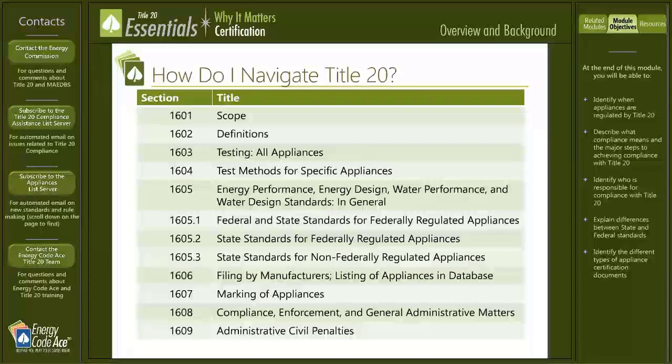So how do you navigate Title 20? There are a number of sections in Title 20, and I'm going to break those down for you. So Sections 1601 and 1602, again, describe the scope and definitions. Sections 1603 through all sections of 1605 describe the testing, performance, and design standards for regulated appliances. Sections 1606 and 1607 go over certification and marking requirements. And 1608 and 1609 describe compliance and enforcement and general administrative matters, as well as administrative civil penalties. And these two sections are covered in more detail in the Title 20 Enforcement Training Module.